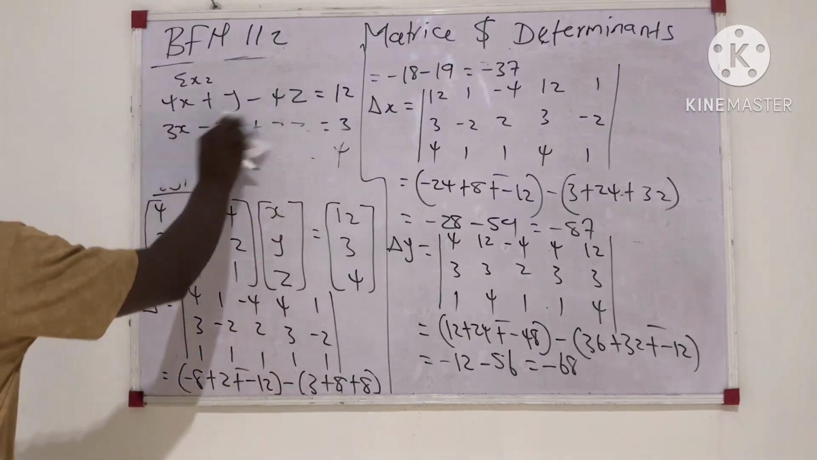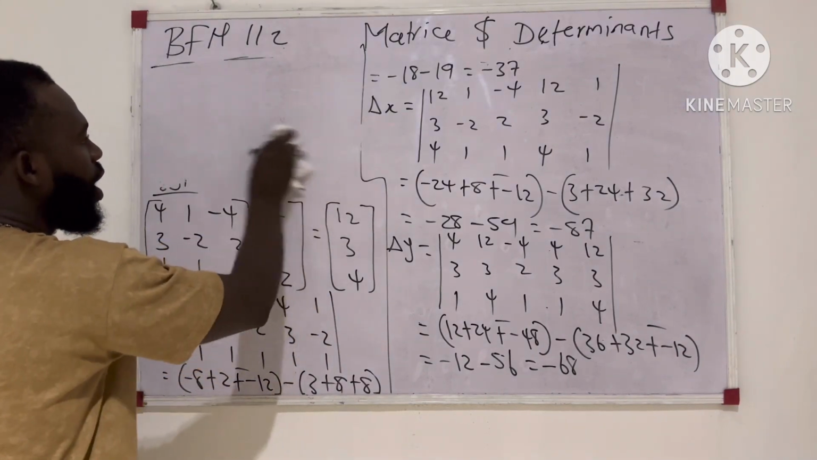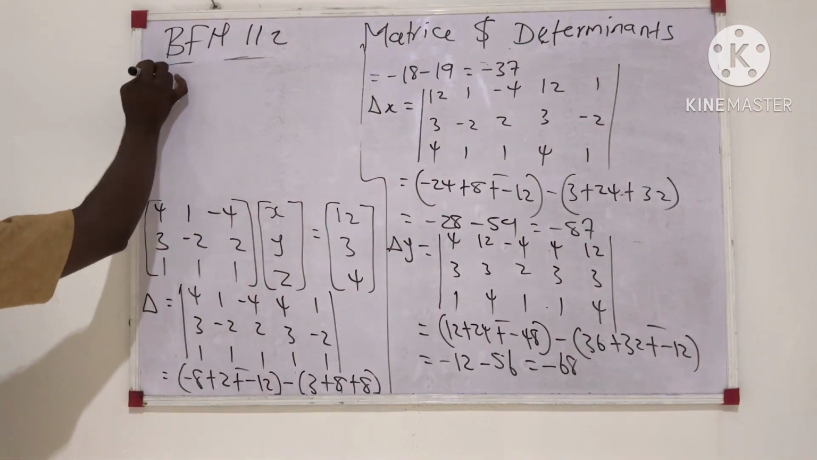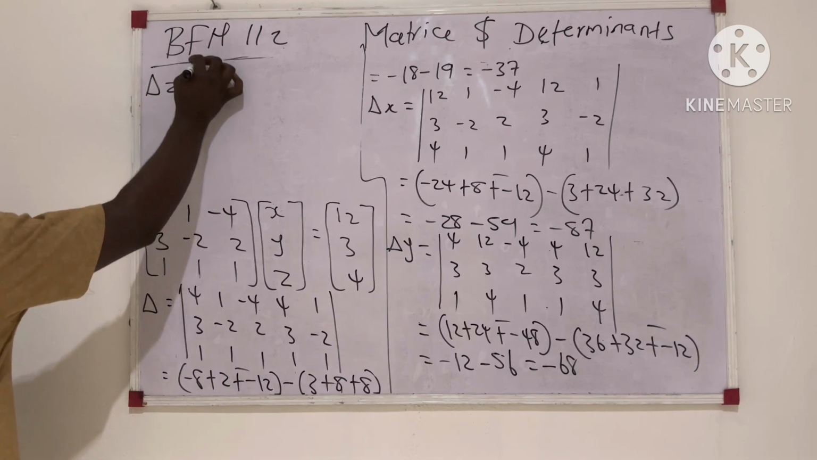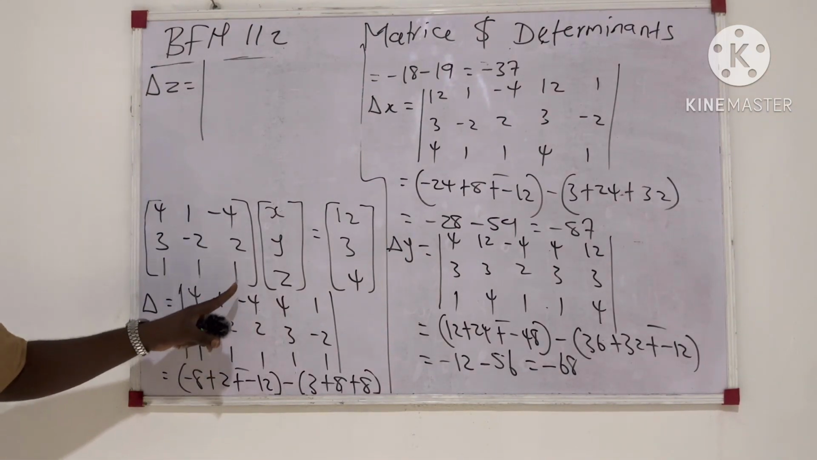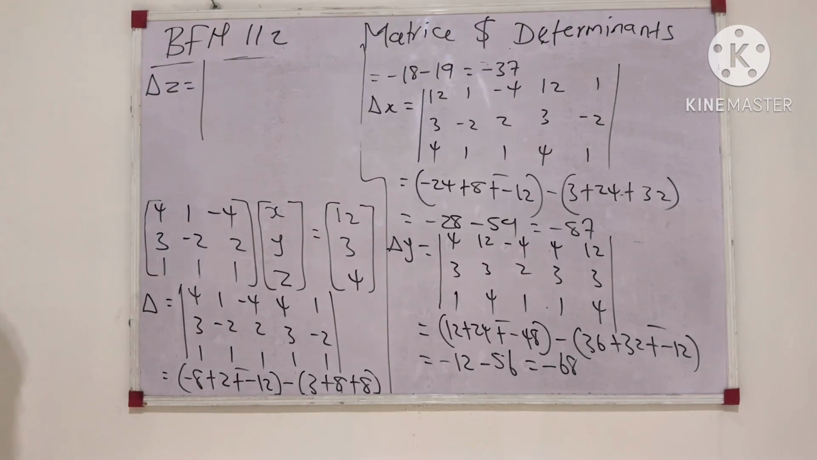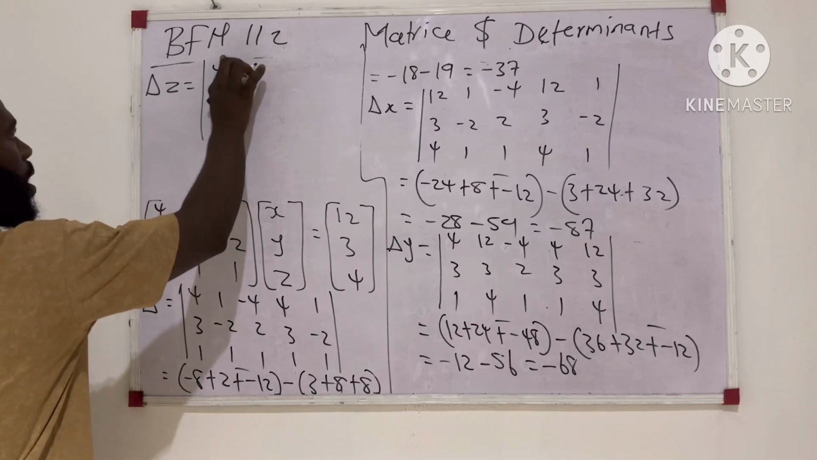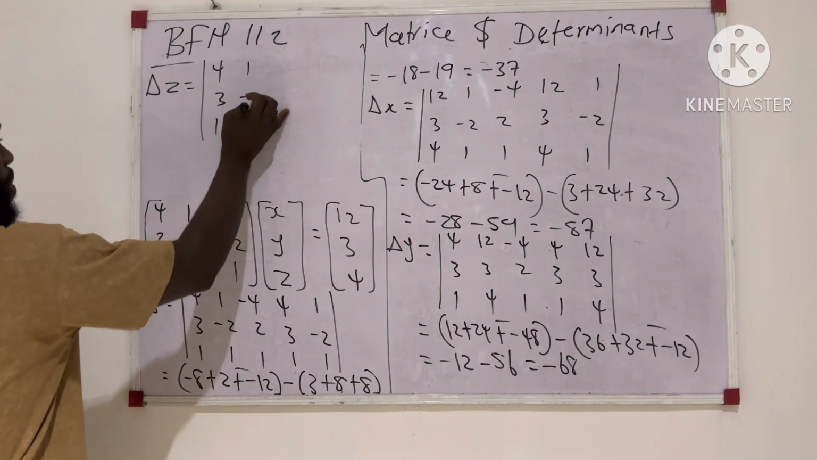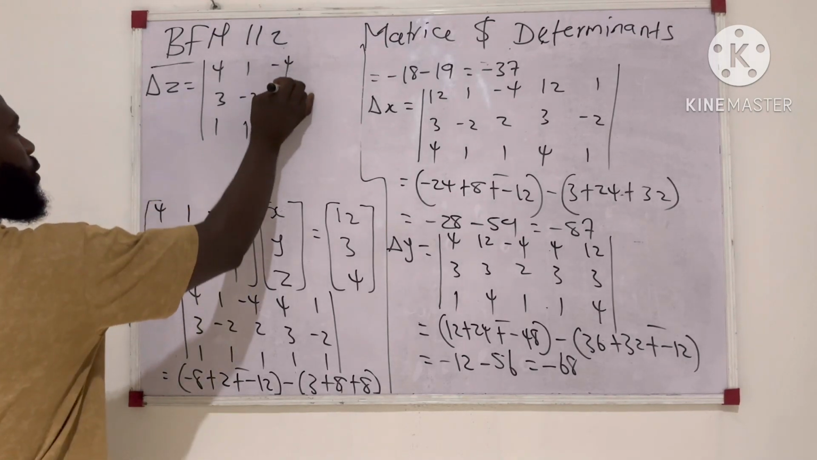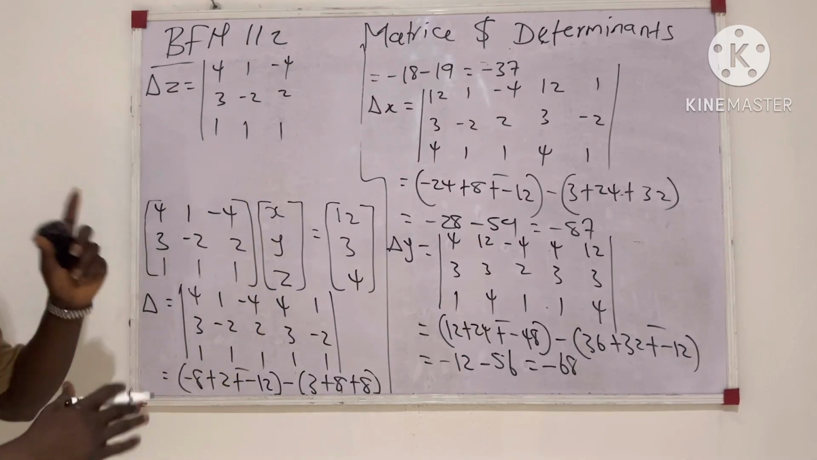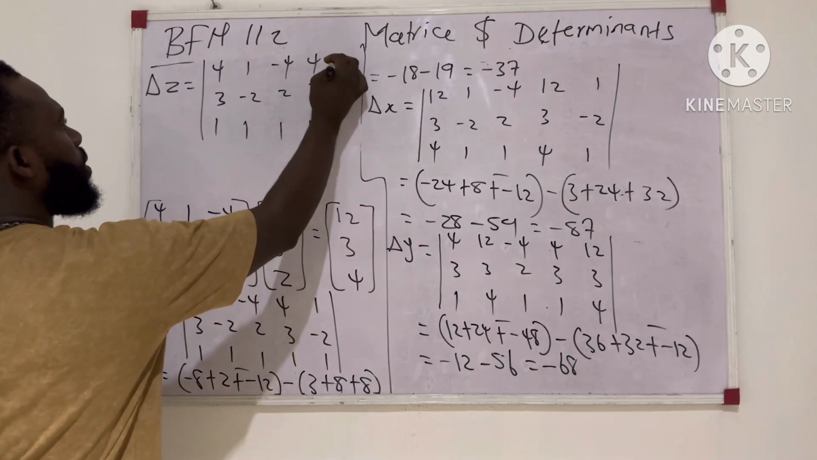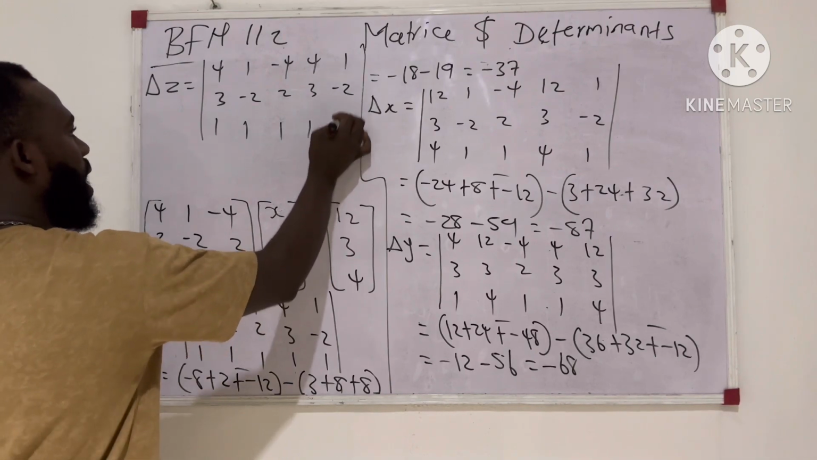Alright, we have one more, which is change in Z. Change in Z simply means now your third column belongs to Z. Take it away and replace this with your constant. So here becomes 4, 3, 1. 1 minus 2, 1 minus 4, 2, 1. Now repeating the first two columns, we have 4, 3, 1. 1 minus 2, 1.